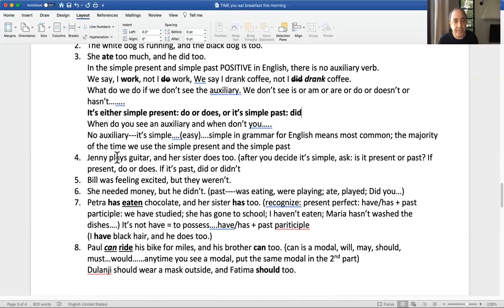Example number 4, Jenny plays guitar. You see, the verb is one word. It's present, so do or does. And her sister does too.